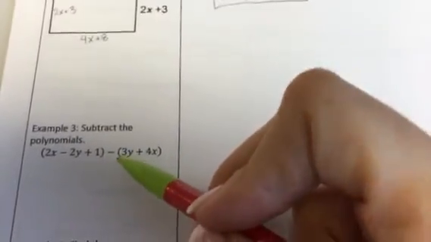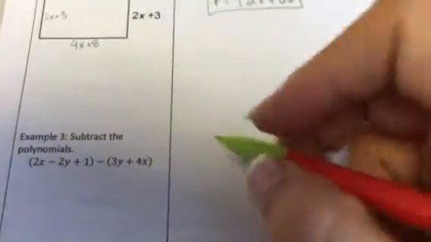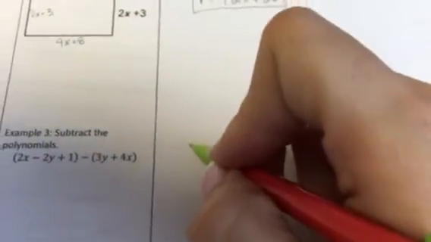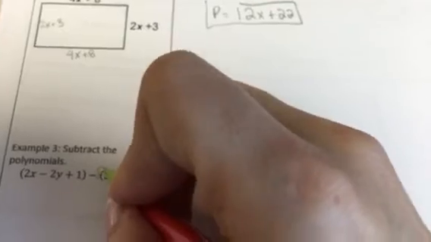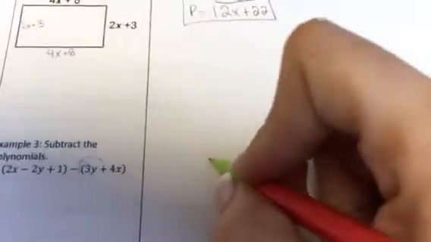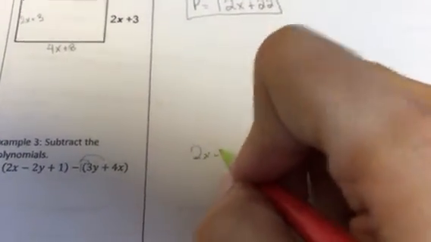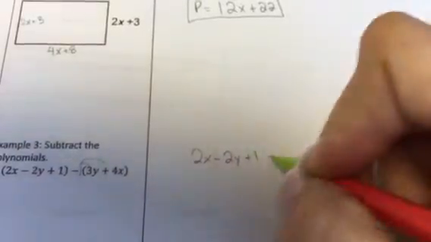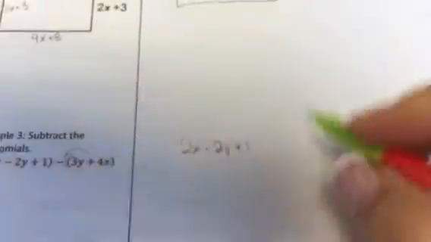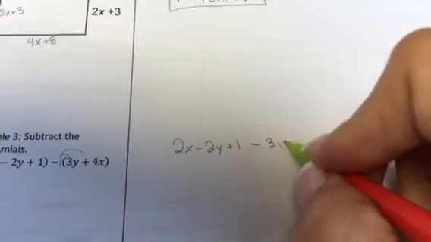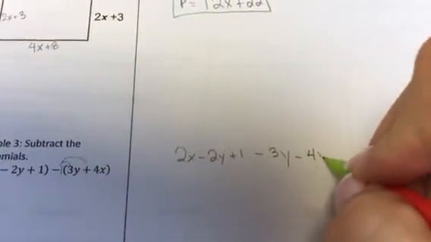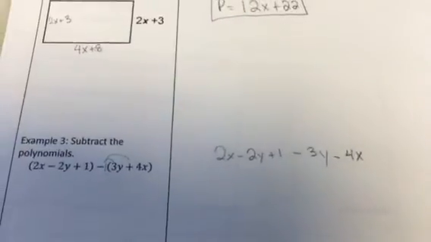One thing you really need to be careful here is to identify what is actually out front here. If we're subtracting, that's the same thing as having a negative 1. So you are going to have to distribute that negative 1 through. So let's go ahead and rewrite. 2x minus 2y plus 1. Negative 1 times a 3y is minus 3y. And a negative 1 times 4x is a minus 4x. All right, now everything's rewritten.